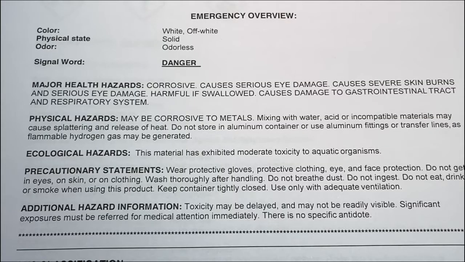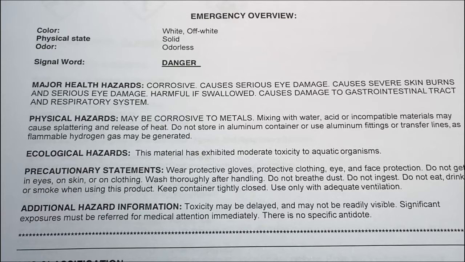It informs us that KOH is extremely corrosive, causes serious eye damage or skin burns. It's harmful if swallowed. It causes damage to the gastrointestinal tract and respiratory system. It also poses physical hazards. For example, it's very corrosive to metals, and if mixed with water, acid or other incompatible materials may cause splattering and release heat.